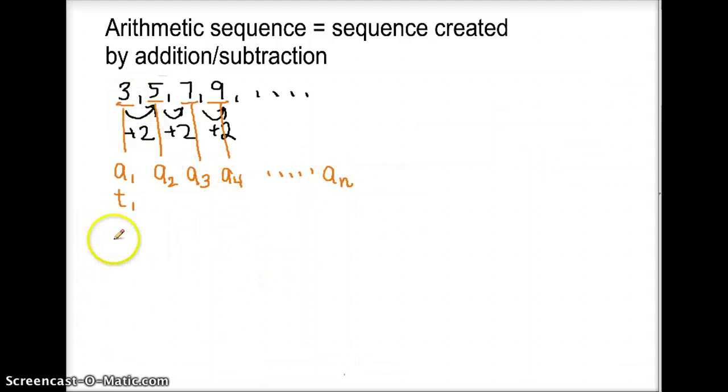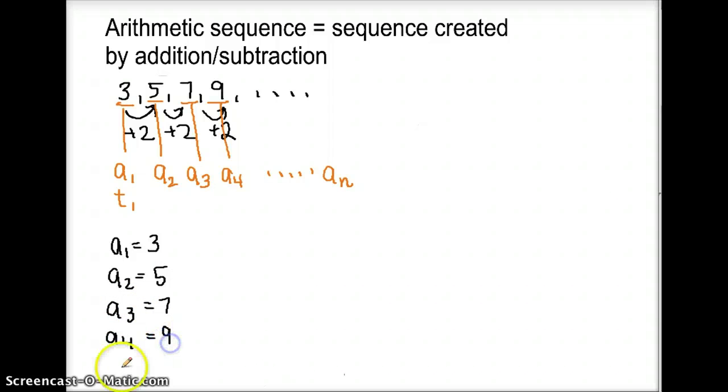So I'm just going to write this out. I have A1 equals 3. I'm just trying to derive the formula for AN right now. And A2 is equal to 5, A3 is equal to 7, and I'll write A4. A4 is equal to 9. And what we want to find is AN.